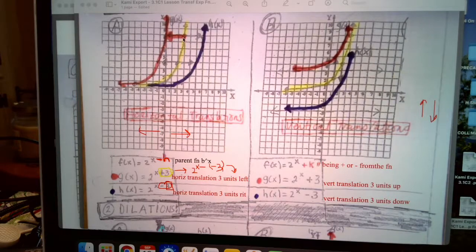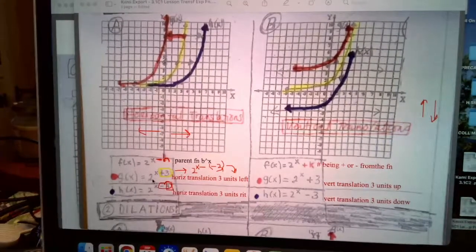So when you type this into your graphing calculator, the parent function will be y1 and y2 will be the transformation you're trying to see. And it will show you exactly this in your graphing calculator. The description you will use is a horizontal translation, 3 units left.